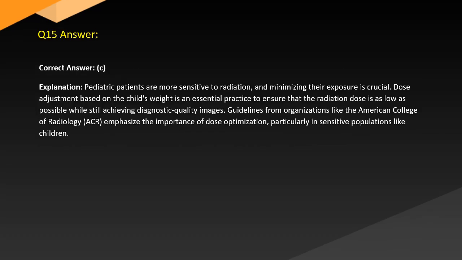Answer. Correct answer: C. Explanation. Pediatric patients are more sensitive to radiation, and minimizing their exposure is crucial. Dose adjustment based on the child's weight is an essential practice to ensure that the radiation dose is as low as possible while still achieving diagnostic quality images. Guidelines from organizations like the American College of Radiology (ACR) emphasize the importance of dose optimization, particularly in sensitive populations like children.